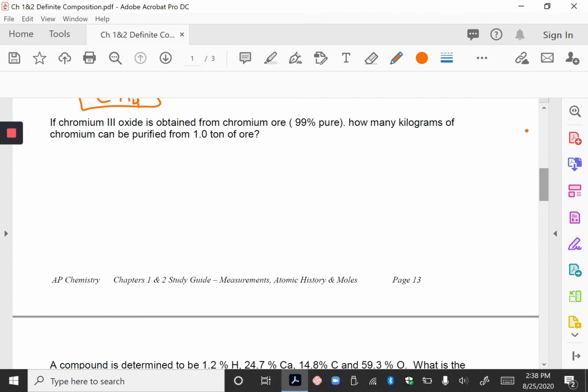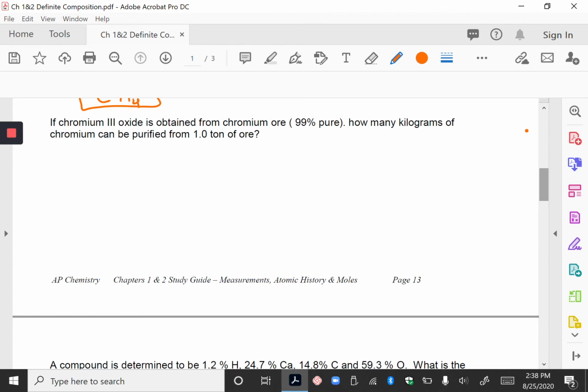And so they're telling us that this chromium is found in an ore. And so there's chromium 3 oxide. 99% of this ore is chromium 3 oxide. And then 1% is impurities. So the question is, how many kilograms of chromium can I get from 1 ton of this ore?